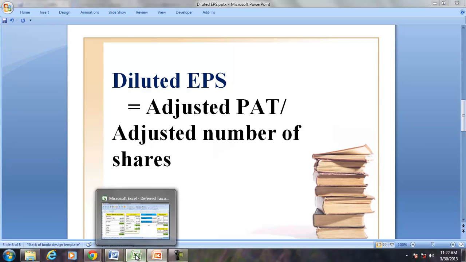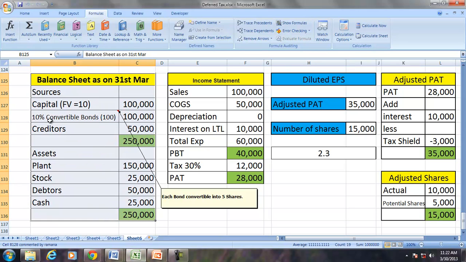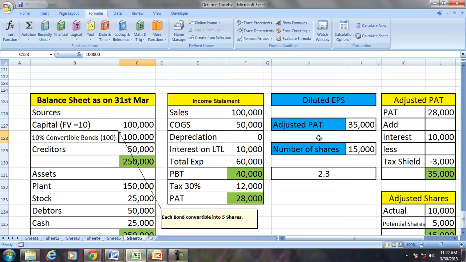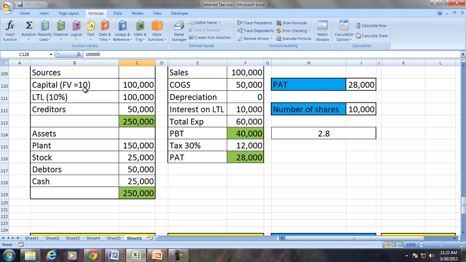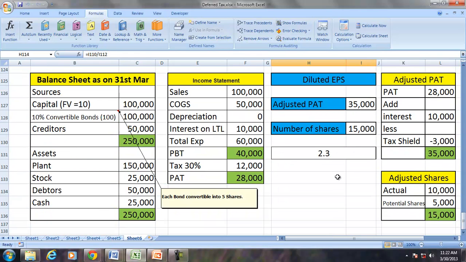So let us take an example. This is the balance sheet. We can see that there is a convertible bond on the balance sheet. So this interest is on the convertible bonds. Whereas in the previous case we saw that there is no convertible bond. When there is no convertible bond, the earning per share is just basic earning per share. But if there are convertible bonds on the balance sheet, there is a need to find the diluted EPS.